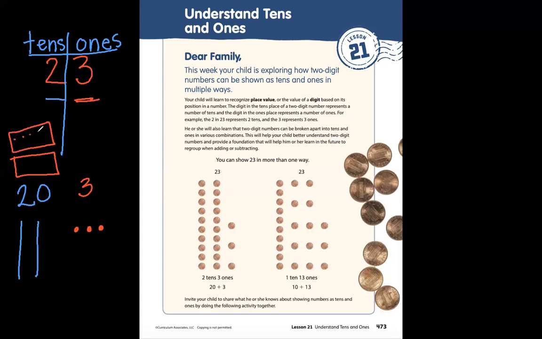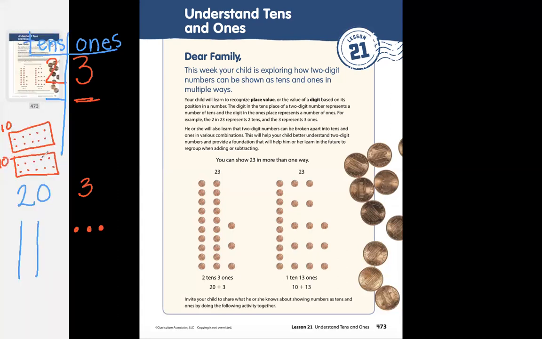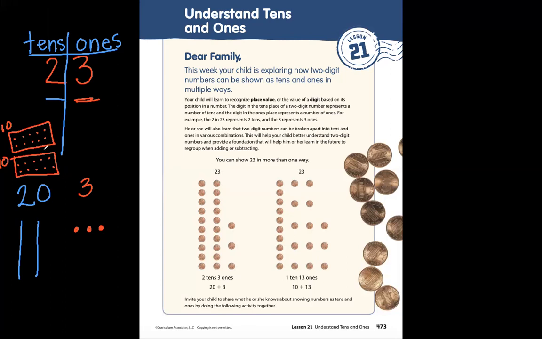1, 2, 3, 4, 5, 6, 7, 8, 9, 10. So 10 ones as one group representing 10, and another group of 10 ones making one group of 10 as well, and adding them together, showing the value of 20.